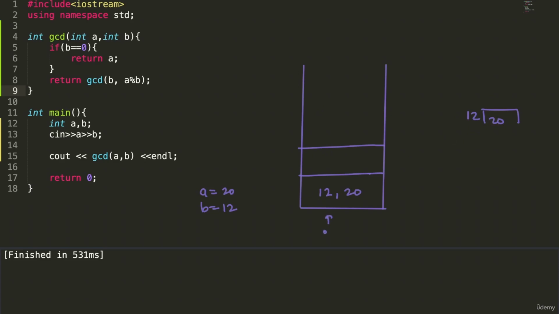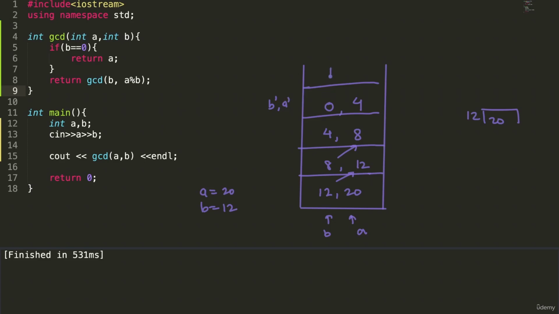So I'm writing b here as the new a, and the remainder 8 becomes the new b. So 12 becomes the new a. 12 when divided by 8 leaves the remainder 4, and 8 comes here. Then 8 when divided by 4 leaves the remainder 0, and 4 comes here. Now if you look carefully, this is the value of b dash and a dash, or whatever you want to call it.